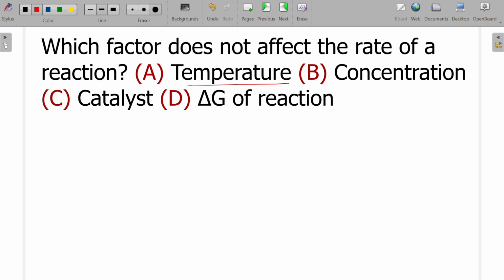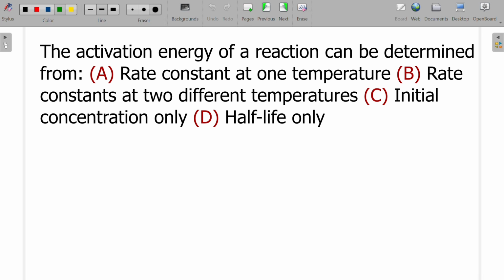Now, temperature affects the rate of reaction. Remember, if you increase temperature, the kinetic energy of particles also increases. If you reduce temperature, the kinetic energy of particles also reduces. So temperature affects the rate of a chemical reaction. Concentration also does. A catalyst also affects the rate of reaction, but Gibbs free energy does not. So D is our answer. Gibbs free energy shows us if a chemical reaction is spontaneous or non-spontaneous. All right, so that's it for that one.